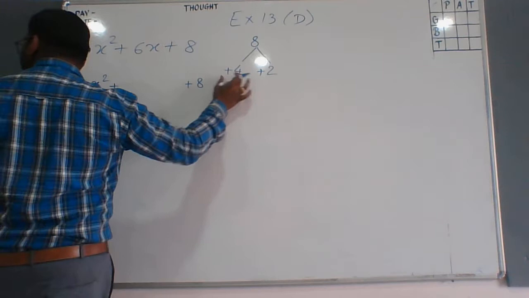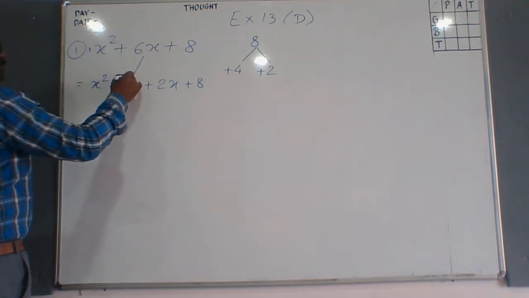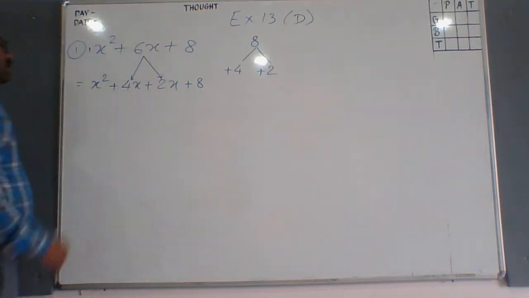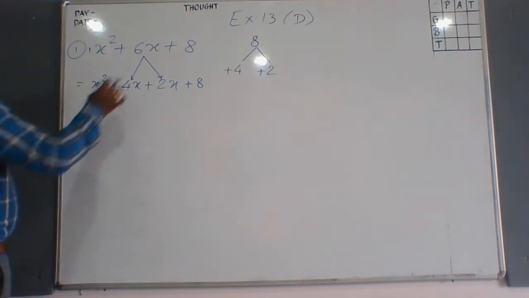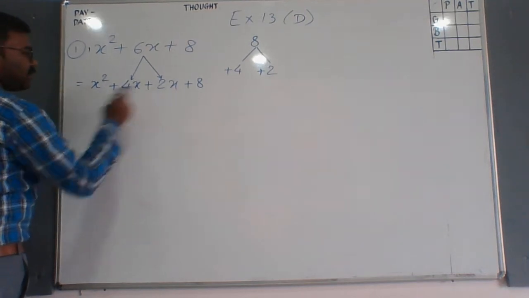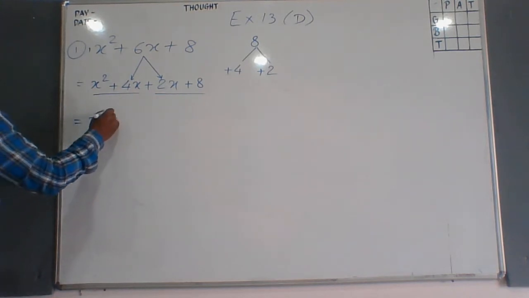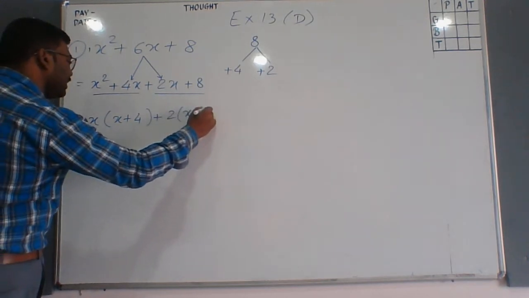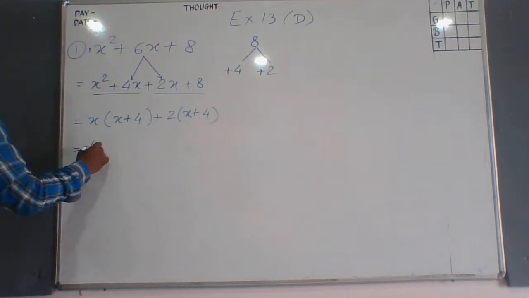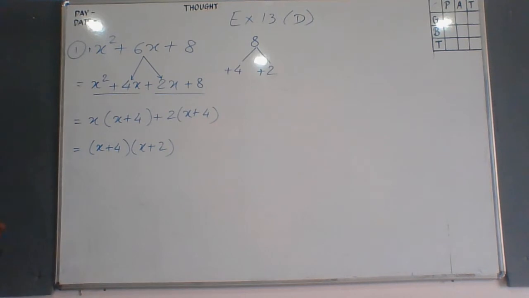Now what will we do here? We will write 4x plus 2x. The middle term is removed, and instead of the middle term, these two new terms are added. Along with the factors we will put x. From the first two terms, the common thing is x, so we can write x plus 4. From the last two terms, 2 is common, and again we can write x plus 4. So we are getting the two brackets, x plus 4 and x plus 2. These are the two factors. Did all of you understand this?